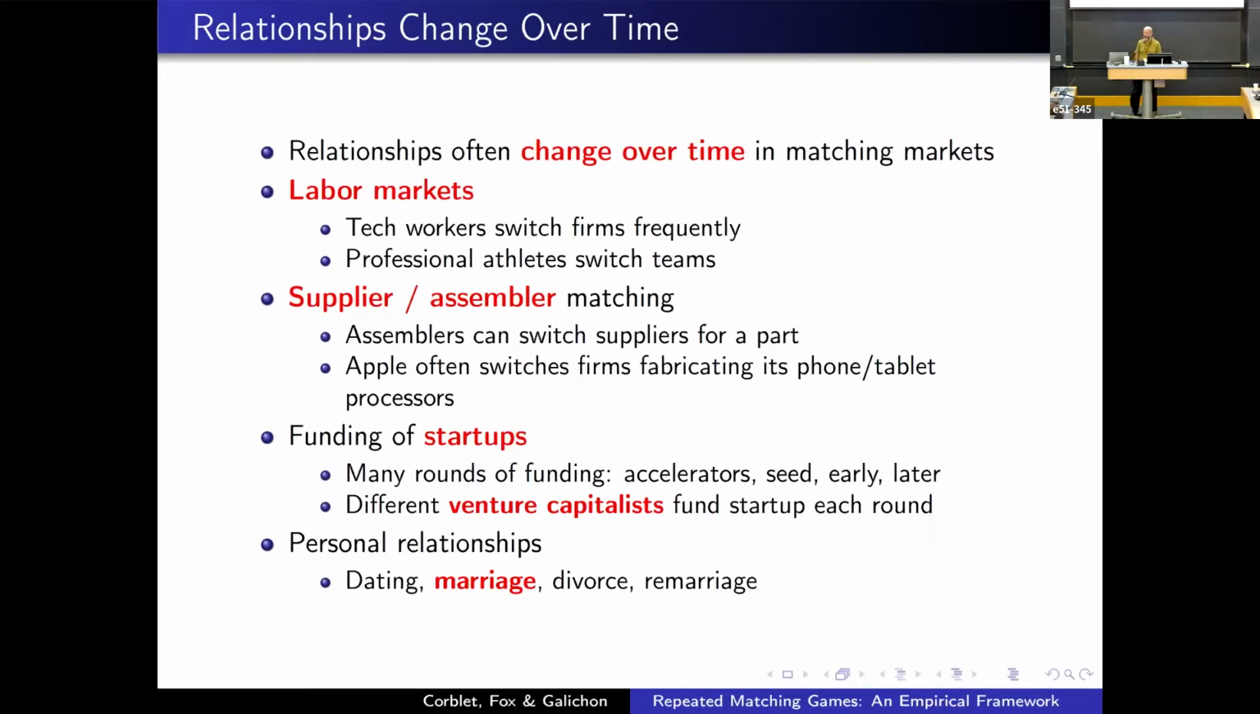So startups go through kind of a life cycle. They get different rounds of venture-backed funding. You might be attending a very early accelerator program, getting seed funding early, later funding. And it could be potentially that different venture capitalists are involved in different rounds of funding. And finally, we all are familiar with personal relationships, and you often are in different relationships over time. You can get married, divorced, and then remarried.